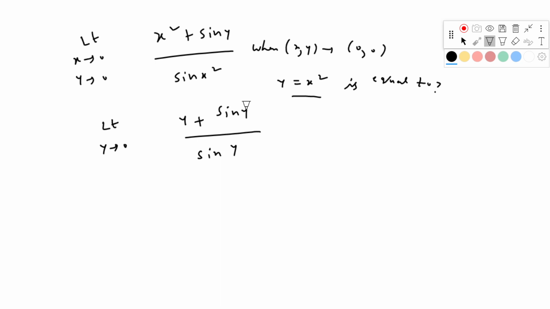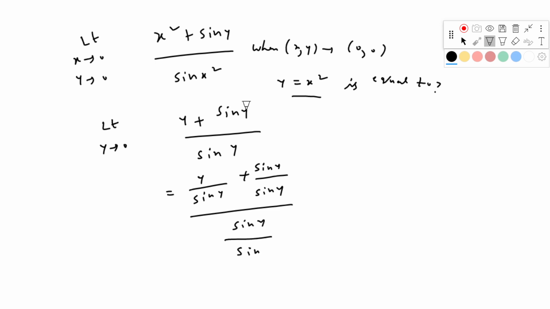What is the second step? Simple. You have to divide, because in the options you are getting a whole number, right? So you have to divide everything with sin y. So if I divide every term with sin y, we get y by sin y plus sin y by sin y, over sin y by sin y. So here this is 1, this is 1, right? So limit y tends to 0, and one condition is there that you have to remember.